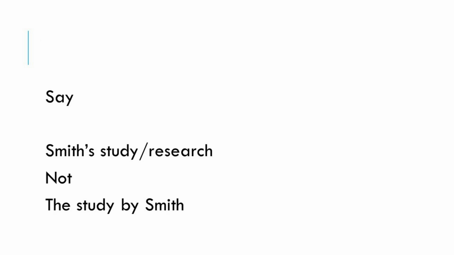All right. So again, like we said, say Smith's study as an example on the slide. You want to say Smith's study or Smith's research. We do not want to say the study by Smith. As we see in the first example, the person is the subject of the sentence. In the second, the object or the product is the subject. We never want to make the product or the research the subject of the sentence. We always want to make the person the subject of the sentence.